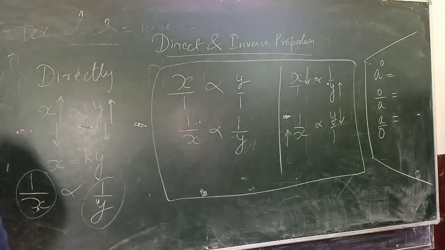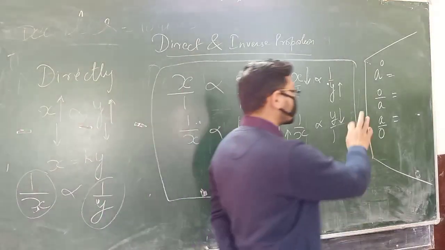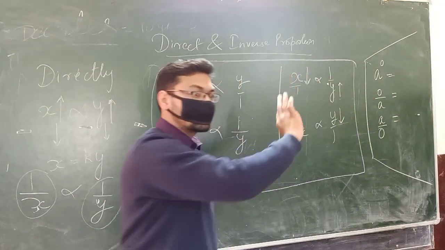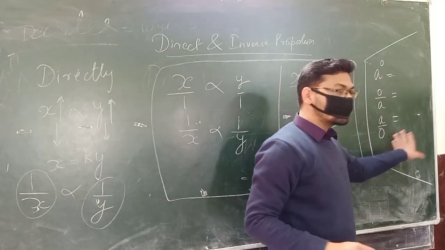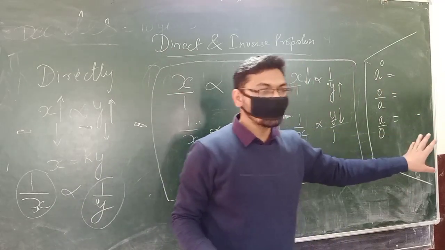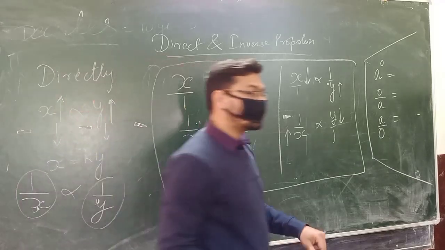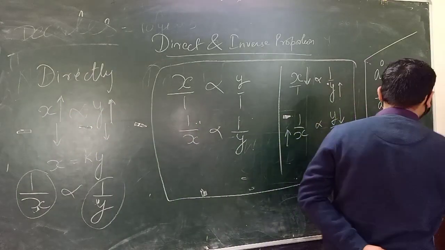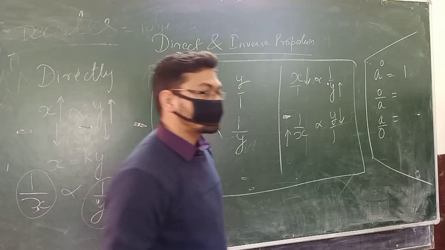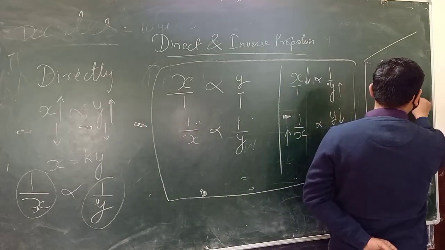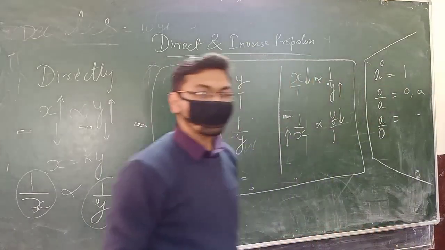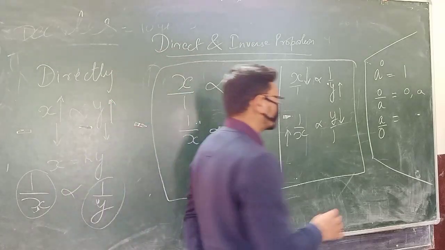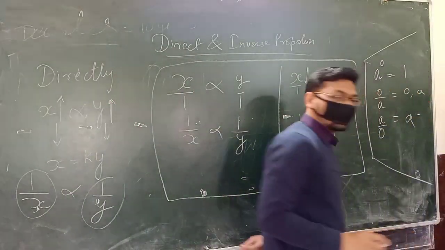Sir, first direct. No, this is not related to direct and inverse relation. These 3 questions are based on exponents, I have just given them to you. Sir, 0 upon a is 0. Okay. And for the third one? Sir, a. Okay. Any other answer?